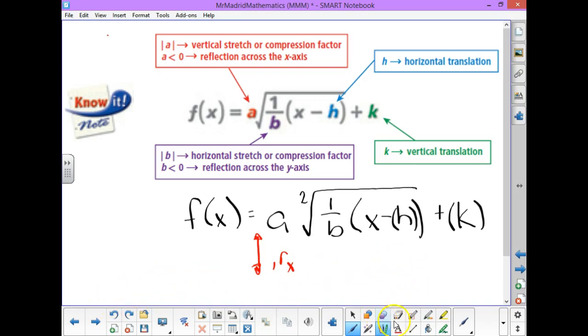The next one we'll talk about is B. I'll simply go black on that one. The absolute value of B, disregarding plus or minus, will describe a horizontal stretch or compression factor. For this one, we'll use this symbol for horizontal stretch or compression. And when B is negative, there's a reflection across the y-axis, so we'll simply use an R subscript Y.